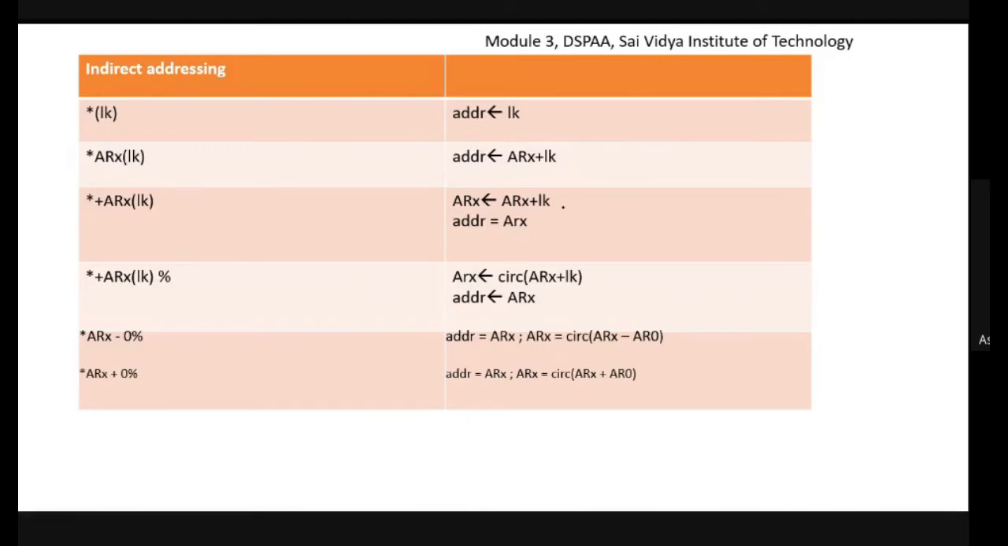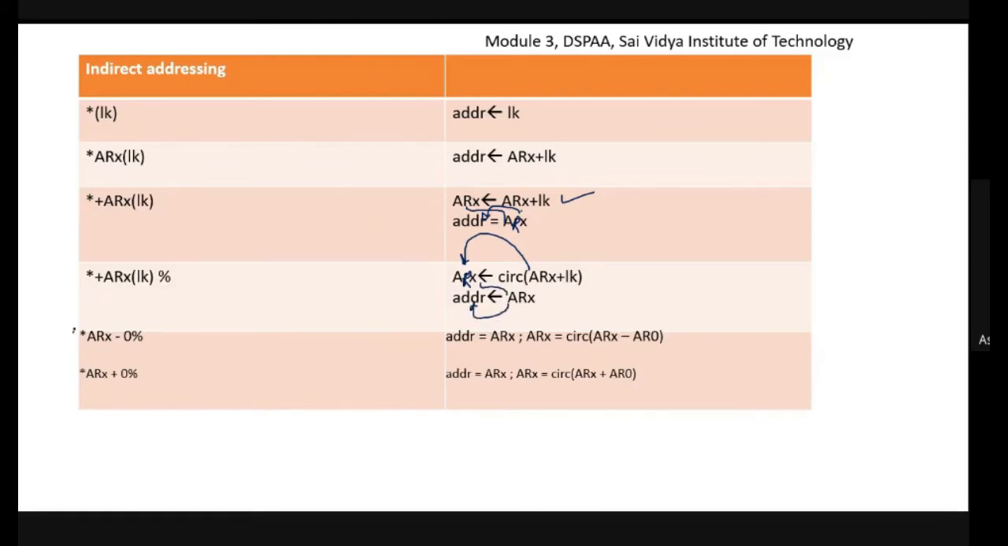In the case of *+ARx(lk), first it is pre-increment: ARx is equal to ARx plus lk. Then the new value of ARx is used as the address. Then *+ARx(lk)%: here also it is circular addressing, since the plus symbol is there. So ARx plus lk with circular addressing is computed and stored in ARx. Then the new value which is computed is used as the address.